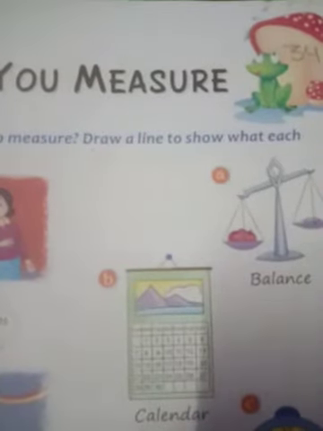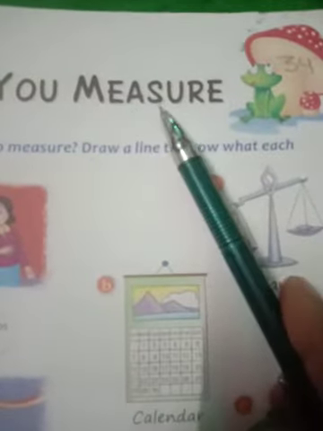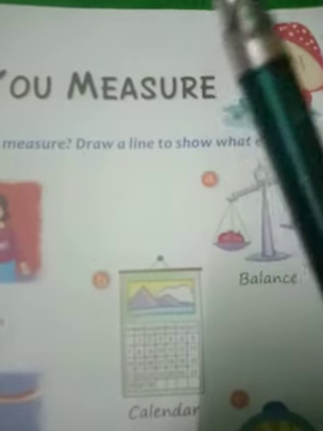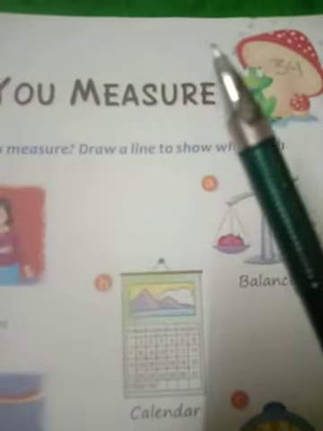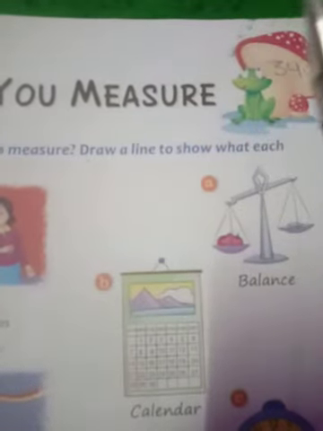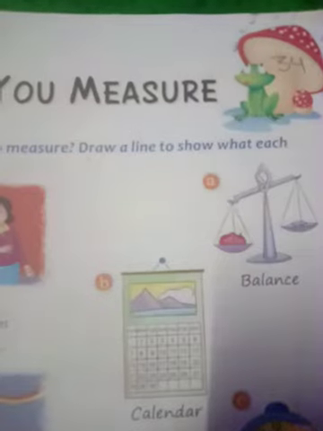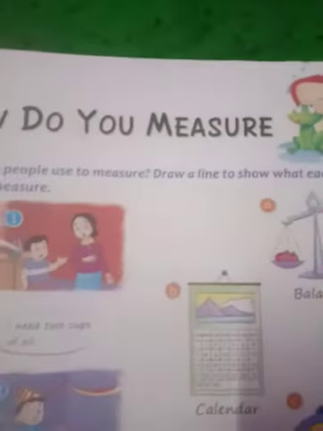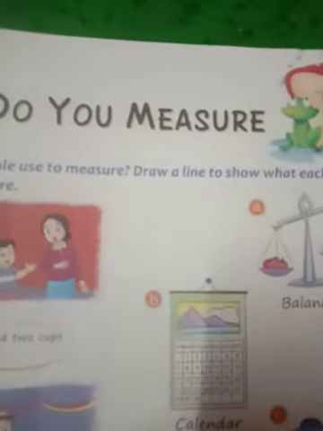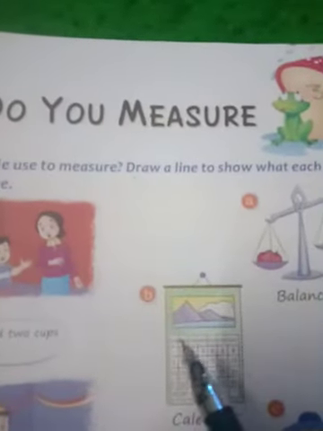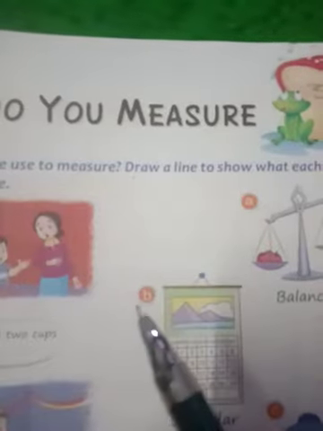Student, first I am telling you the meaning of measure. To find the size, weight, height, length, quantity, etc. of somebody or something in standard units by using an instrument. Now let's start. Student, we will not draw a line. We will write the number of the object.